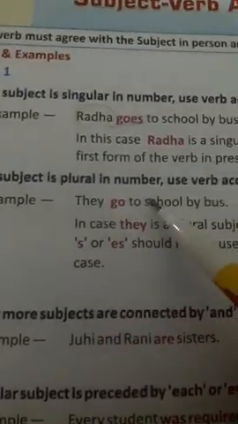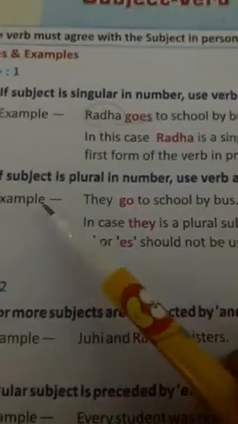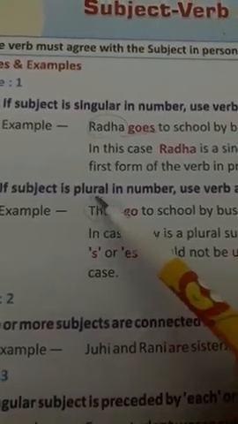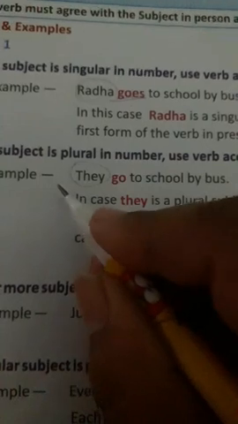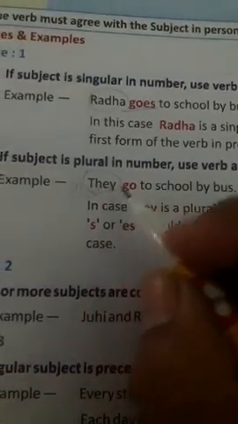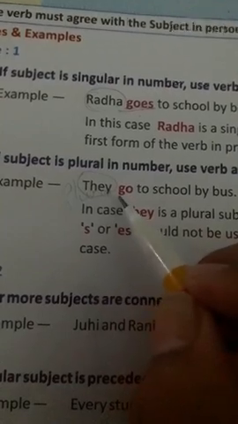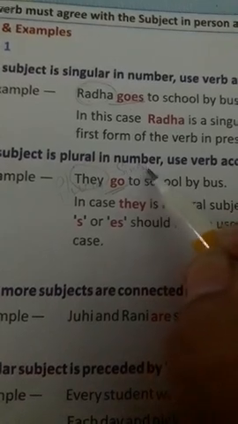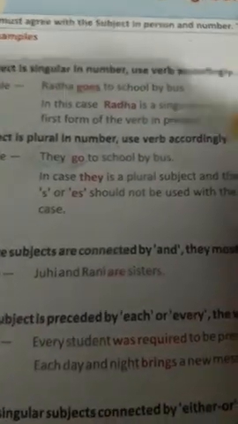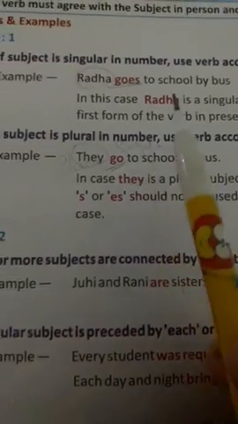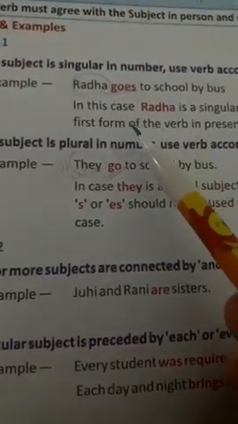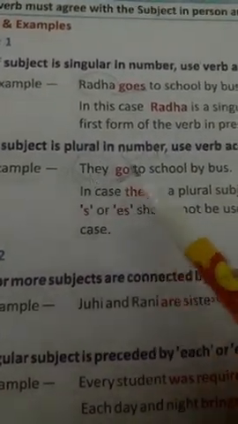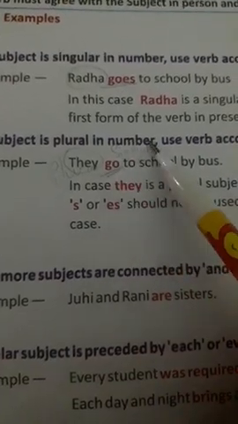If the subject is plural in number, use the verb accordingly. This is your subject and this subject is plural. So with the plural subject we use the singular verb. This is your verb and this is singular. Can you see here now? You have to go through this page once also. So if your subject is singular, the verb should be plural accordingly, and if your subject is plural, your verb is going to be singular.